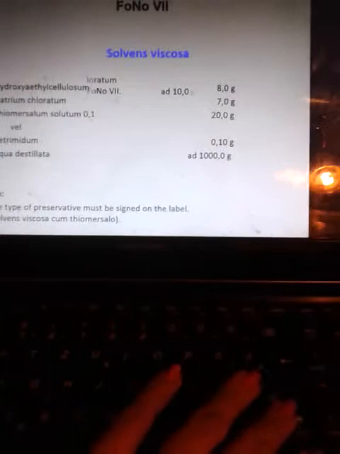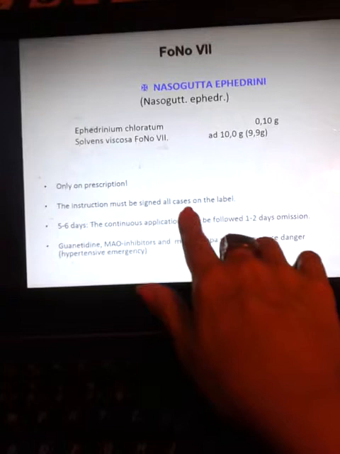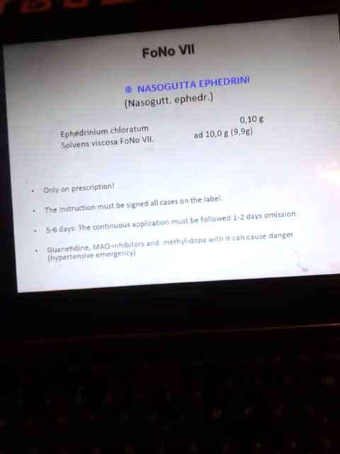Nasaguttae efedrini. How many pages are left? Nasaguttae efedrini: efedrinum coloratum and solvens viscosa, only on prescription. The instruction must be signed in all cases on the label. 5 to 6 days of continuous application must be followed by 1 to 2 days omission.